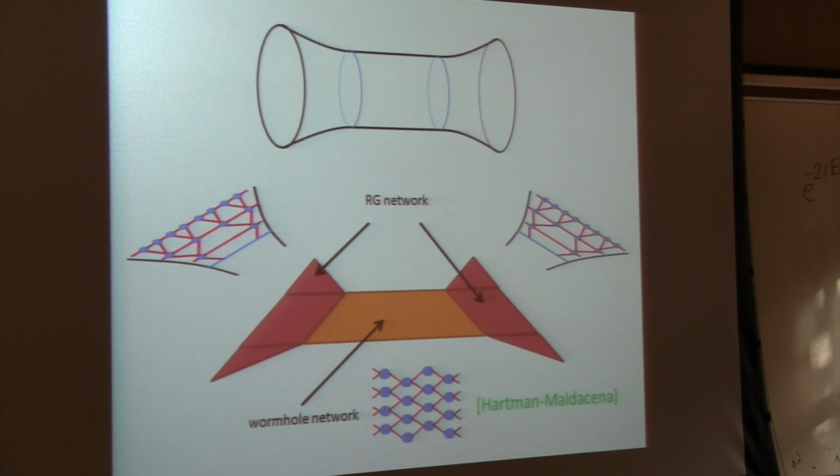And then I have a second part to the network, which is the interior part. And this interior part is more like flat space. You don't have this hierarchical structure. You have just rows of tensors of the same number in each step. And this was first suggested by Hartman and Maldacena. And so the idea is I sort of have the RG part outside here, that's this red bit. Then I have some kind of wormhole network, which tells me how to prepare the entangled state between the two sides. And then I have another RG part on the right, which prepares the outside state.